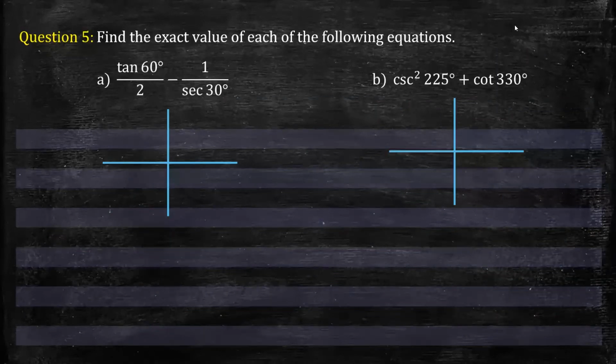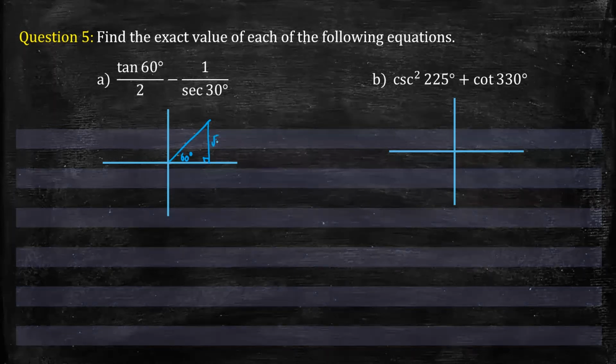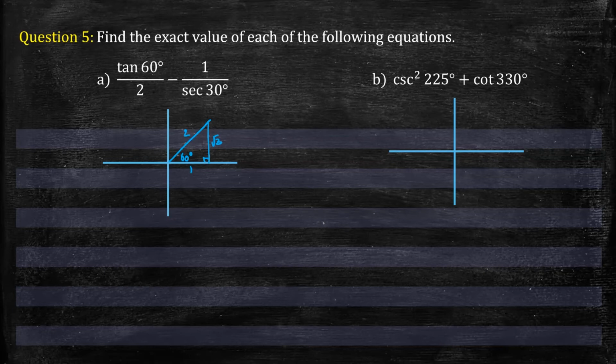In question 5, we want to find the exact value of each of the following equations. And in question A, we have tan 60 degrees divided by 2 minus 1 on sec 30 degrees. So let's think about this tan 60 degrees. We can just use this diagram to help get the answer. So we'll draw a triangle here. And let's put 60 degrees here. And with this triangle, we know that this length here will be √3. The hypotenuse is 2 and this length is 1. That's one of your standard triangles.